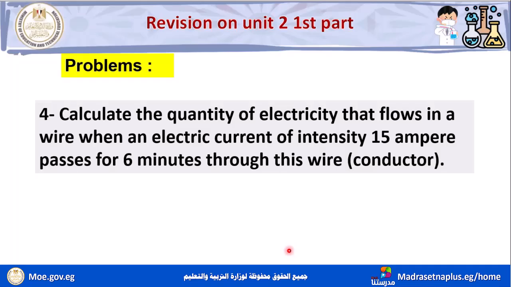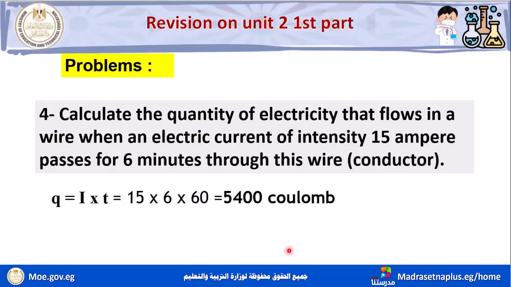Problem number 4. Calculate the quantity of electricity that flows in a wire when an electric current of intensity 15 ampere passes for 6 minutes through this conductor. Quantity of electricity equals current intensity times time, equals 15 ampere times 6 minutes times 60 to convert it into seconds, equals 5,400 coulomb.